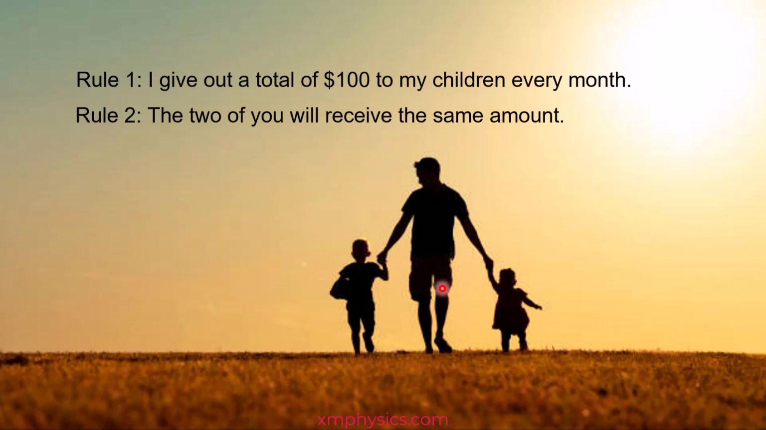$50, $50, right? Every month you should get $50, $50. But it turns out some months you'll get $50 each. Some months you'll get $1 each. Some months you'll get $5 each. So you ask your father, hey, you're not following your own rules, man. But your father says, no, I am following these two rules all the time. So what does that tell you? Your father must have a third child. So when the third child gets $50, the two of you will get $25 each. When the third child gets $98, the two of you will get $1 each.